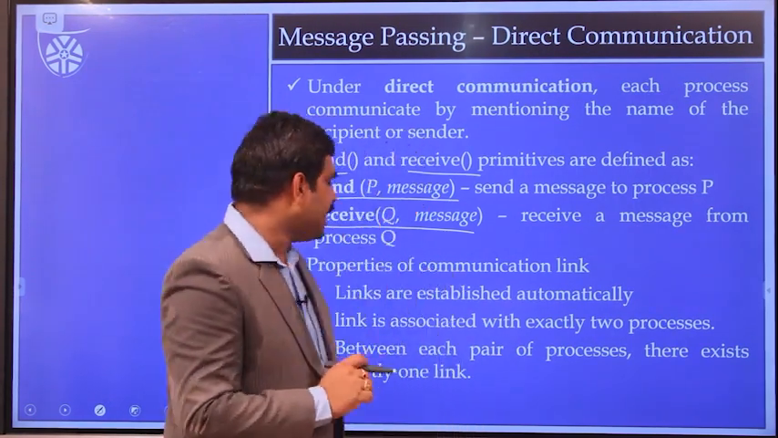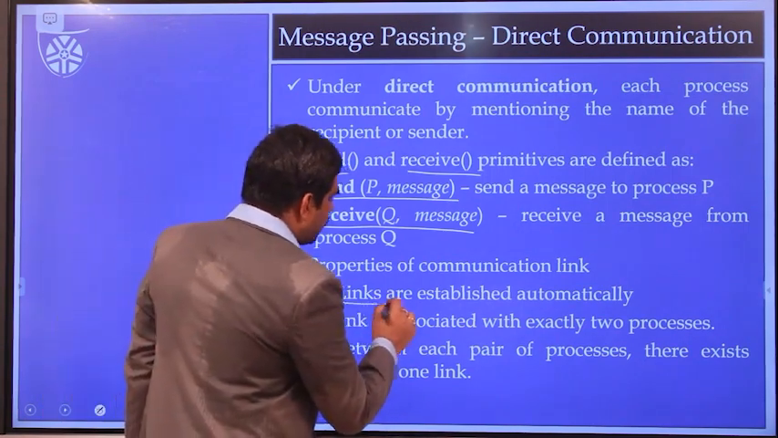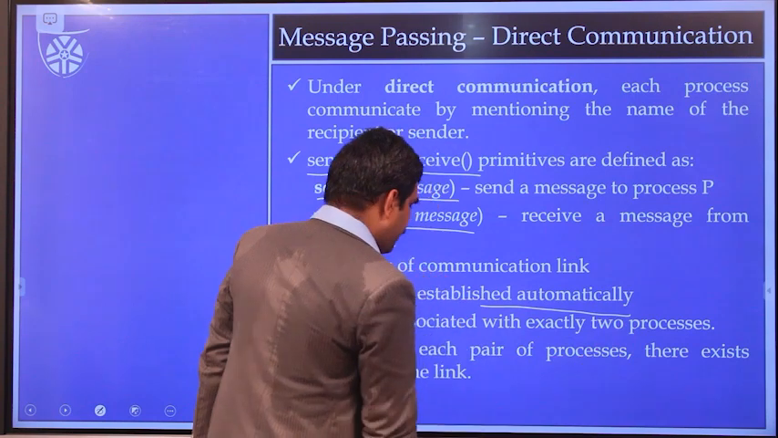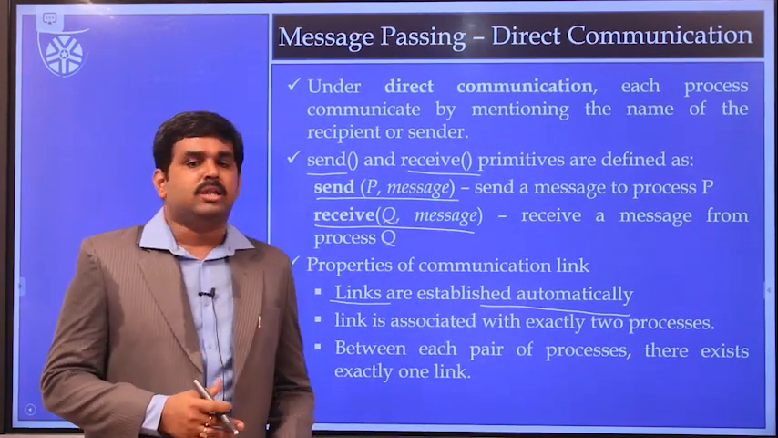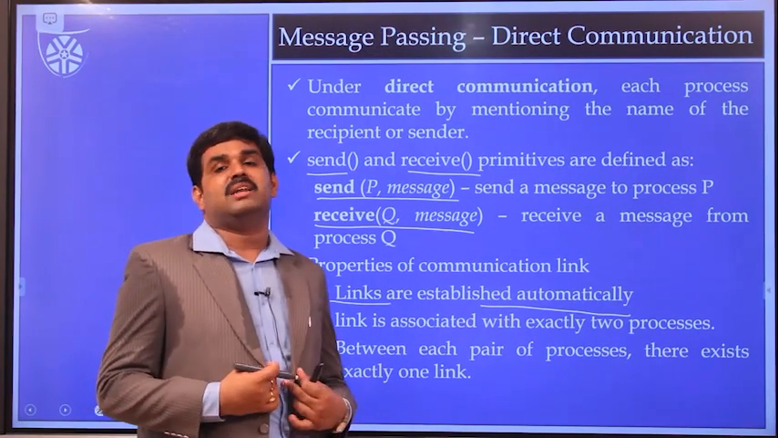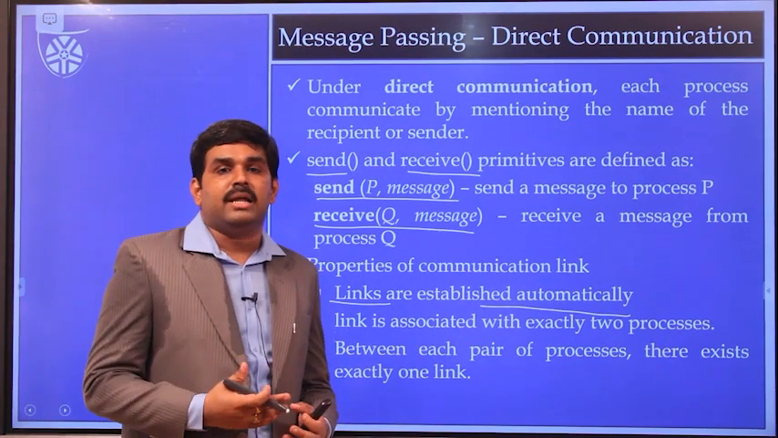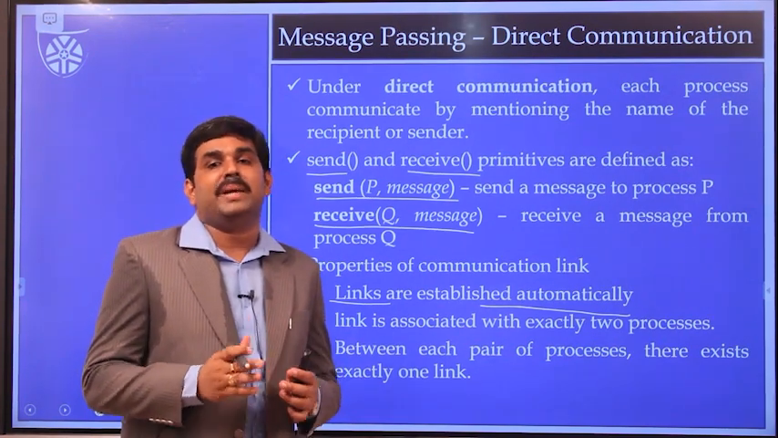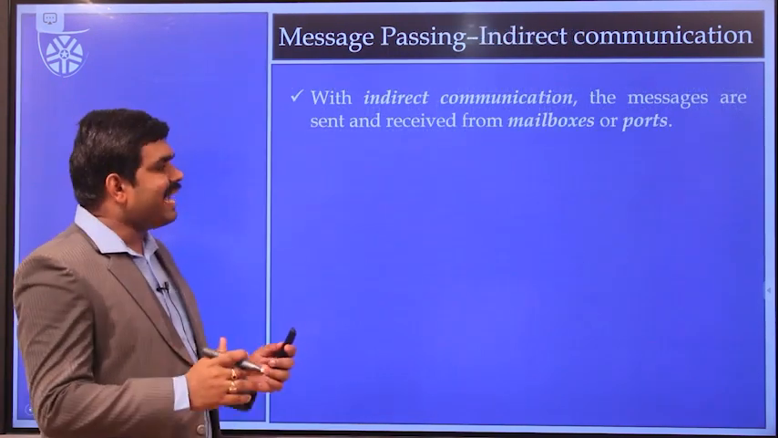Okay? Thereafter, coming to the properties, these links have to be established directly or automatically. And once the link has been established between those two processes, others should not be allowed to communicate with them. Otherwise, that is referred to as hacking. If two persons are allowed to communicate, then the information sharing needs to happen exactly between them. Okay? Coming to indirect communication.